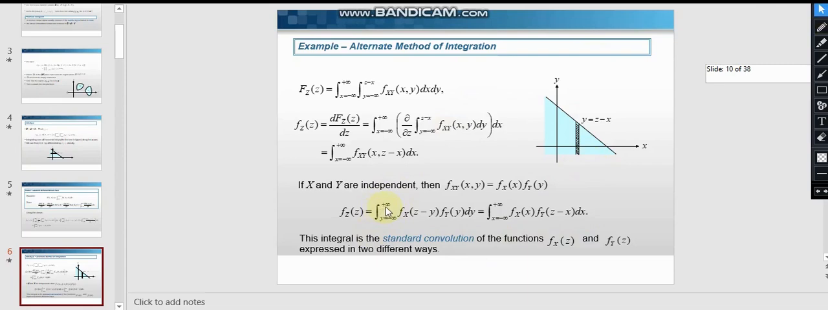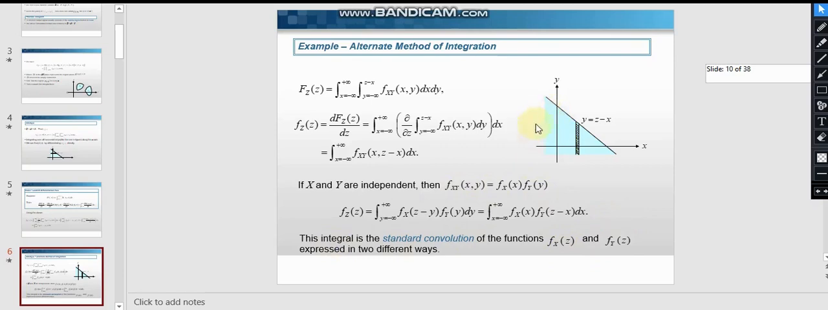So we can say that the PDF of the sum of two independent random variables would be the convolution of the two PDFs. We can write the sum of two random variables in terms of the convolution of the PDFs of the two random variables, as in this case.